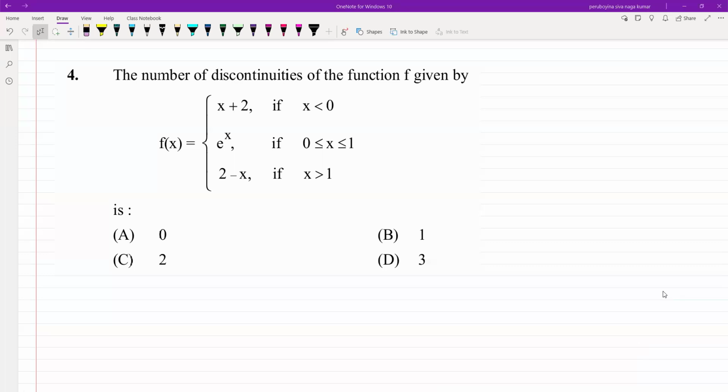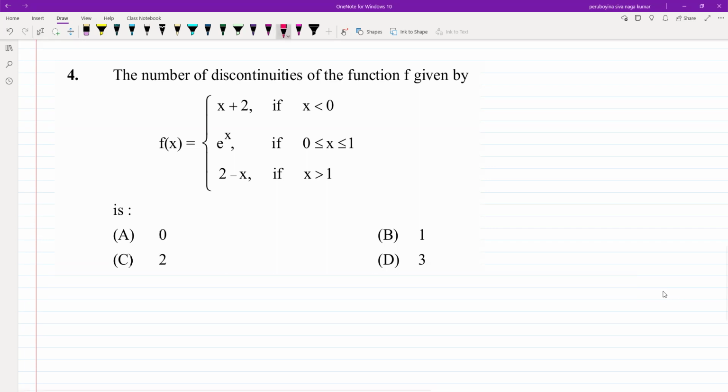Question number 4. The number of discontinuities of the function f given by f of x is equal to x plus 2 if x is less than 0, e power x if 0 is less than or equal to x less than or equal to 1, 2 minus x if x is greater than 1. And number of discontinued points are 0, option A, option B 1, C 2 and D 3.